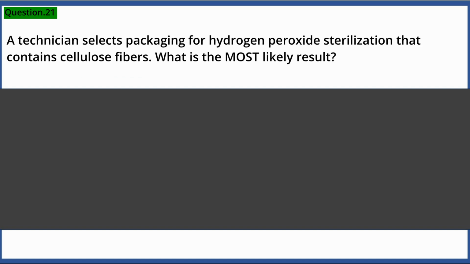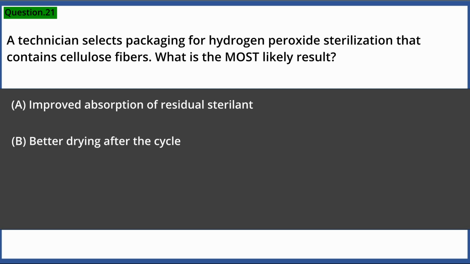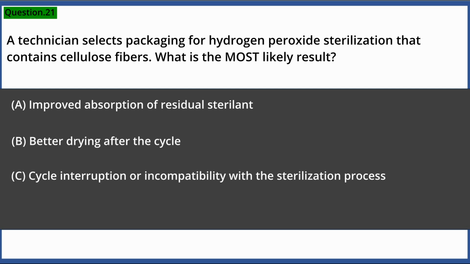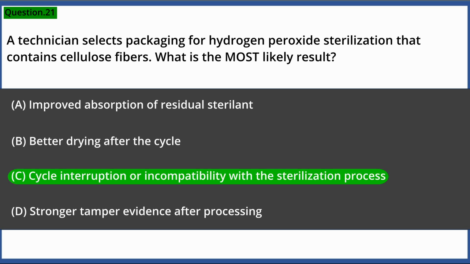A technician selects packaging for hydrogen peroxide sterilization that contains cellulose fibers. What is the most likely result? A. Improved absorption of residual sterilant. B. Better drying after the cycle. C. Cycle interruption or incompatibility with the sterilization process. D. Stronger tamper evidence after processing. Answer. C. Cycle interruption or incompatibility with the sterilization process.